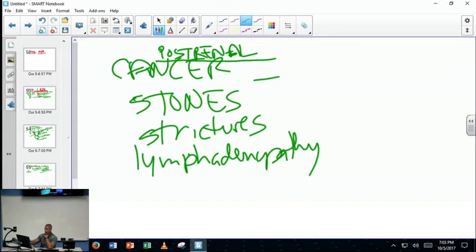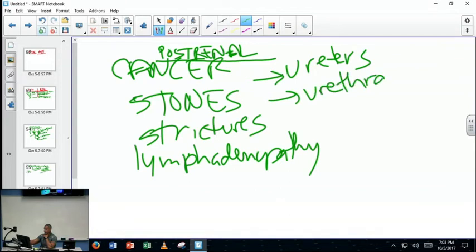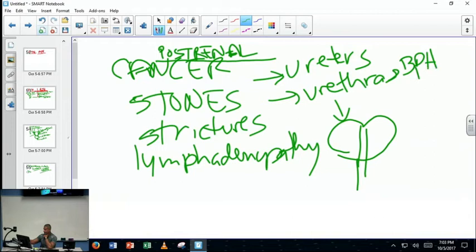So this applies to the ureters and the urethra. Now, with the urethra, you have something else too, because in men specifically, you have the prostatic urethra. So to this, we'll add BPH, right? And above this, you have your bladder.